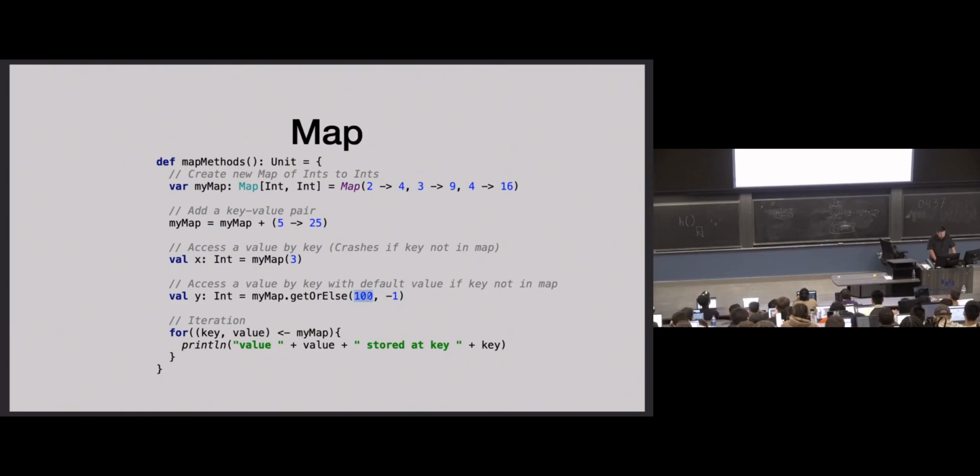Yeah, and for getOrElse, if this were getOrElse(3, -1), this is going to return 9, and y will have the value 9, because that key is in the map. Just to round out that example.